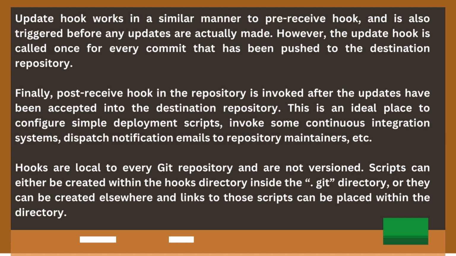Finally, post-receive hook in the repository is invoked after the updates have been accepted into the destination repository. This is an ideal place to configure simple deployment scripts, invoke some continuous integration systems, dispatch notification emails to repository maintainers, etc. Hooks are local to every Git repository and are not versioned. Scripts can either be created within the hooks directory inside the Git directory, or they can be created elsewhere and links to those scripts can be placed within the directory.